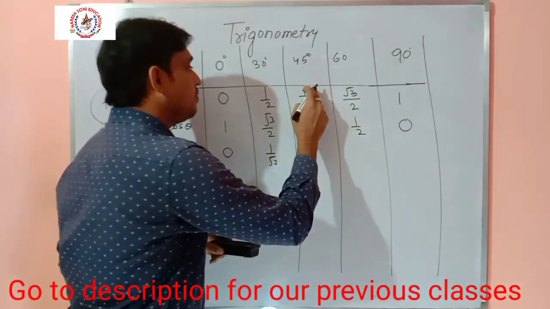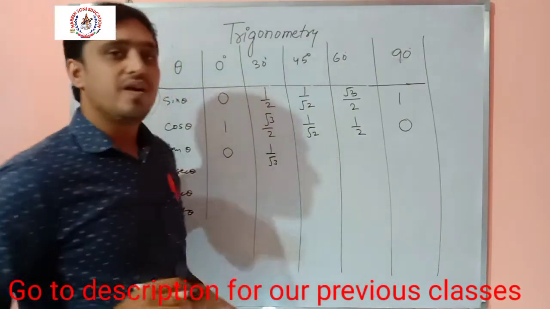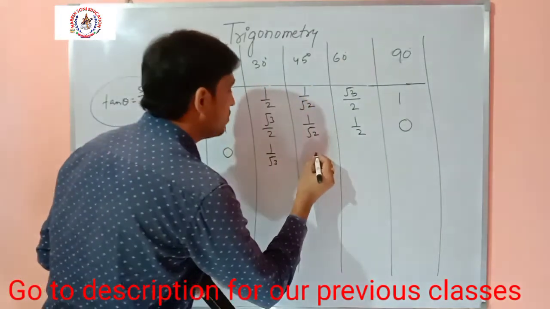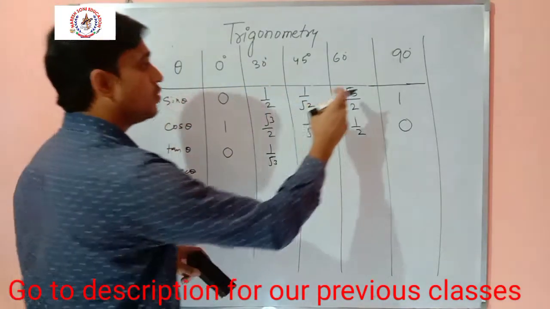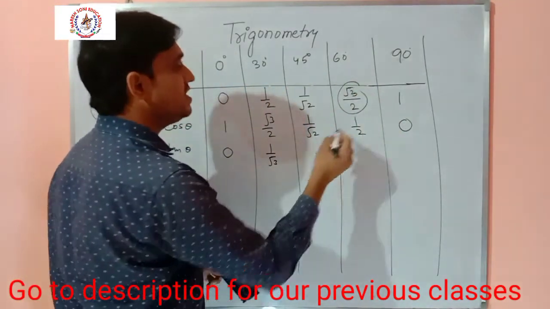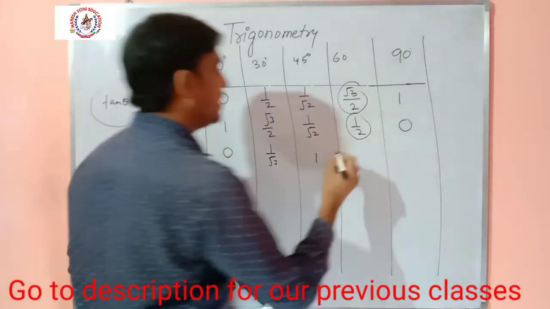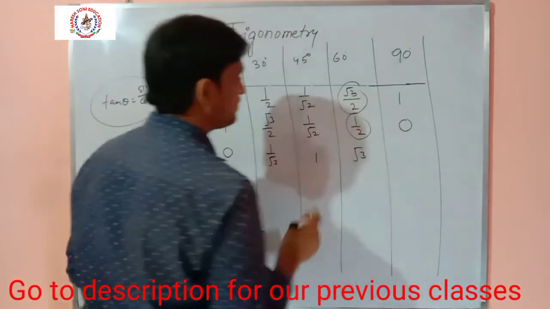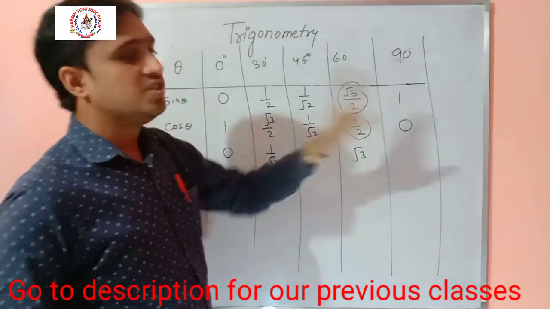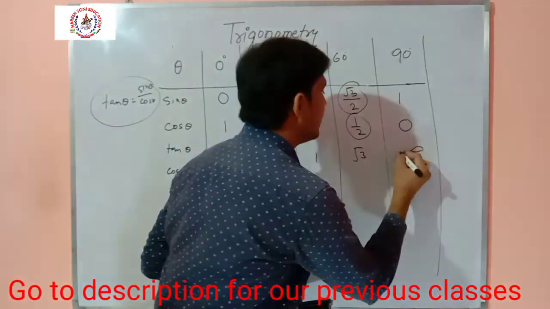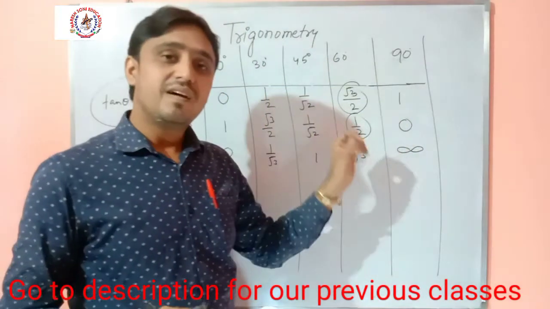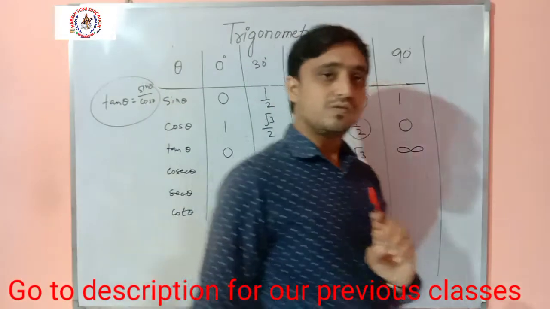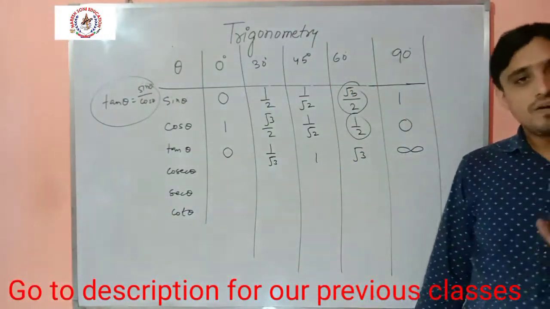And 1 by root 2 is divided by 1 by root 2. That means 1. Root 3 by 2, this value is divided by this value, so it will be under root 3. And 1 upon 0, it will be infinite. You can say that is not defined. Understood? Are you getting my point, all of you?